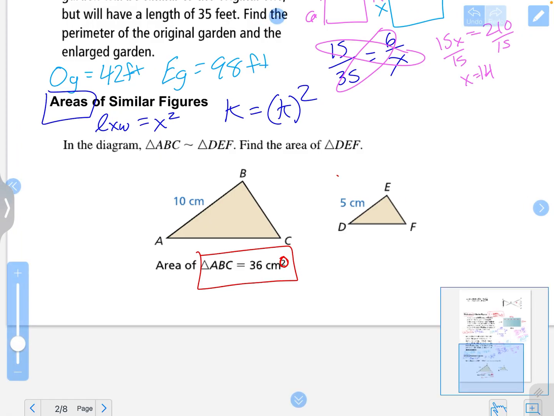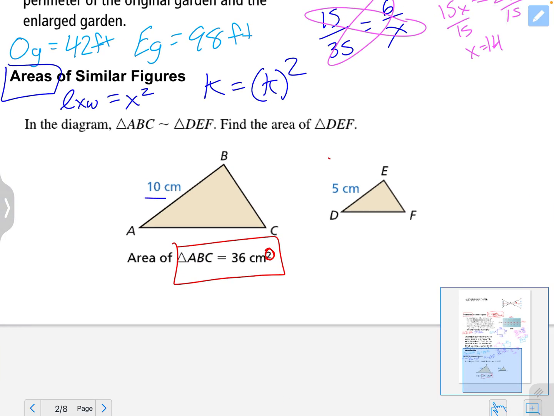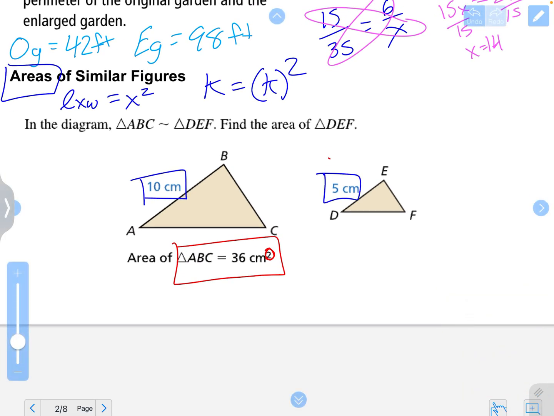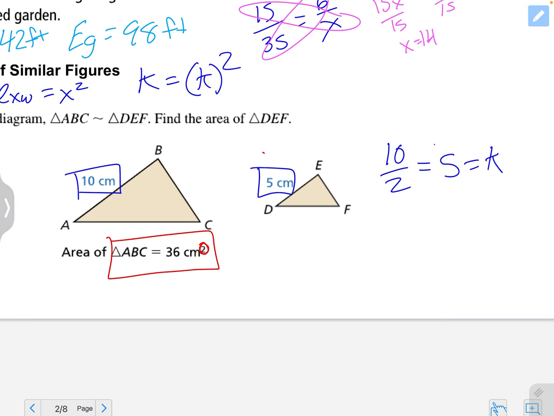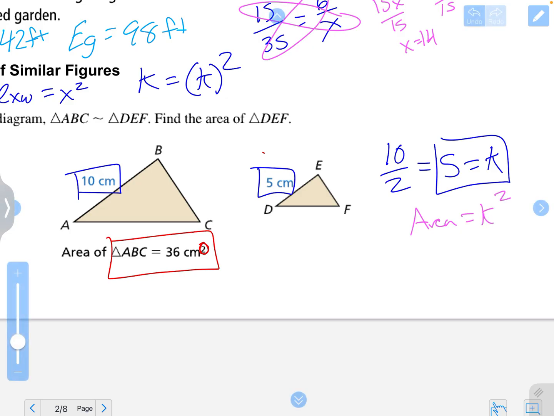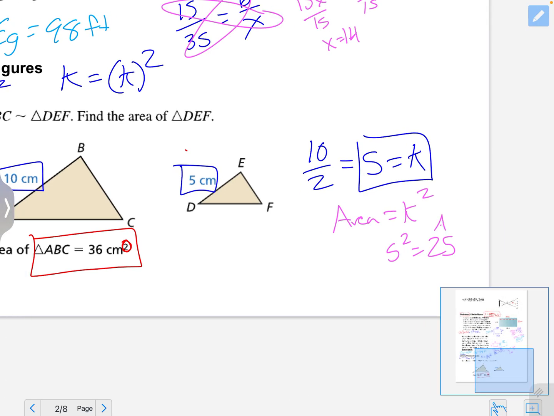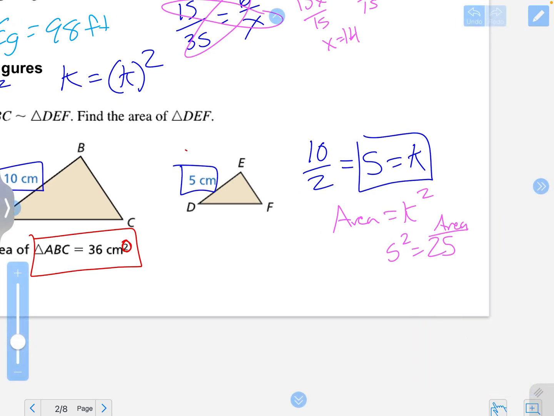And again, your hint is that square on the centimeter. Area is squared. So we need to find the scale factor first using our 10 and using our 5. So I'm going to simplify this, and our scale factor, or our K, equals 5. So when we're doing area, it's very, very important for us to square the scale factor. So our K squared, or our 5 squared, is going to equal 25. So our area factor is 25.